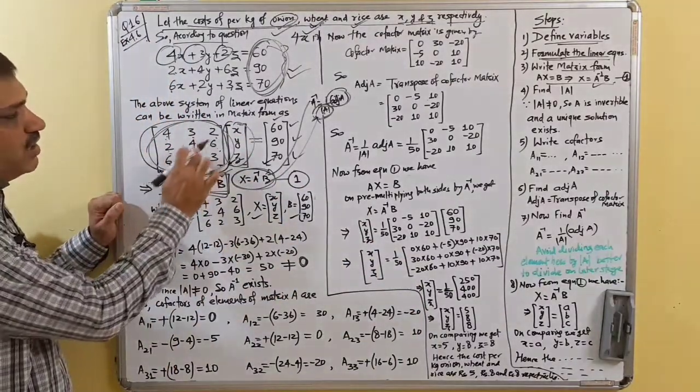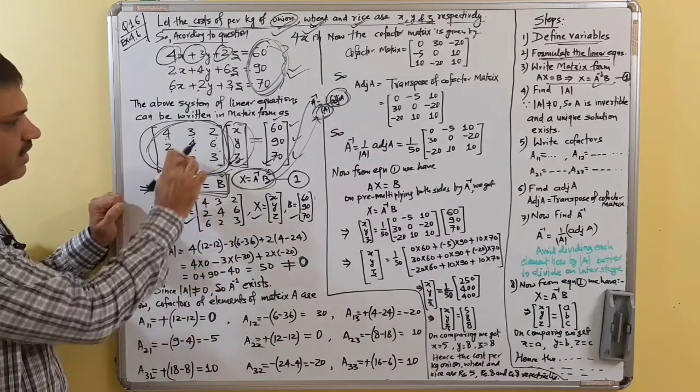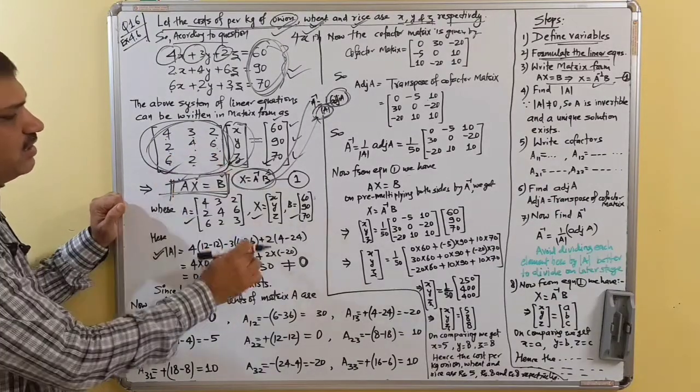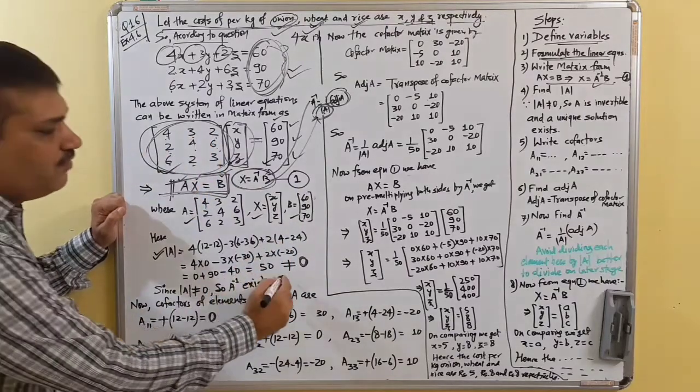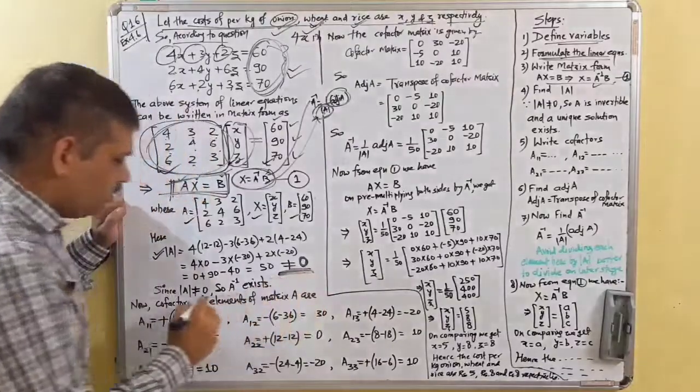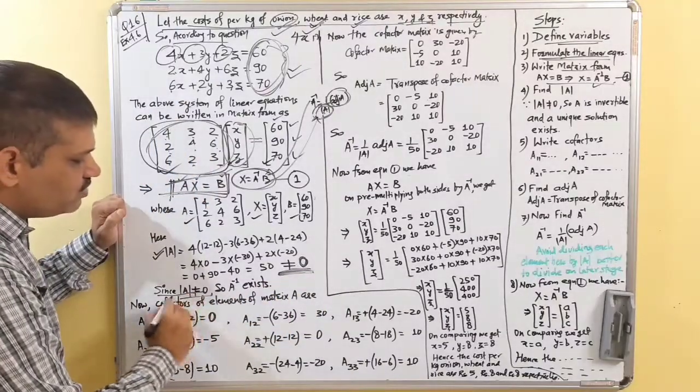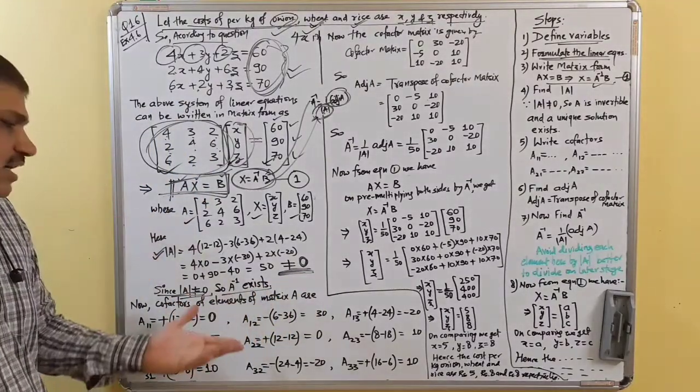4 times of 4 3 is 12 minus 12 minus 3 times of 6 minus 36 plus 2 times of 4 minus 24, that gives us 50, which is not equal to 0. Since determinant A is not equal to 0, so A inverse exists.